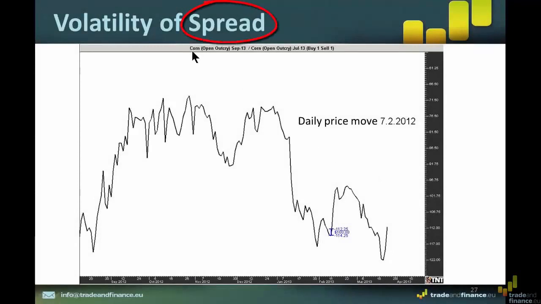Let's have a look at the daily price move in case of the spread. We can see it in here. This is the spread, which is constructed of a long leg of corn with expiration in September 2013, and the short leg, which is again corn, with expiration in July 2013. So this is a so-called calendar spread, where we have the same commodity but different expiration months. And here the daily price move, meaning the volatility, was only $100. And this is what happened the same day, the 7th of February 2012.